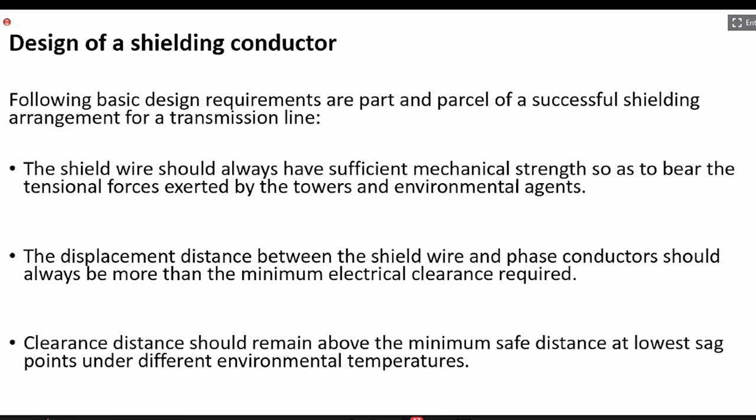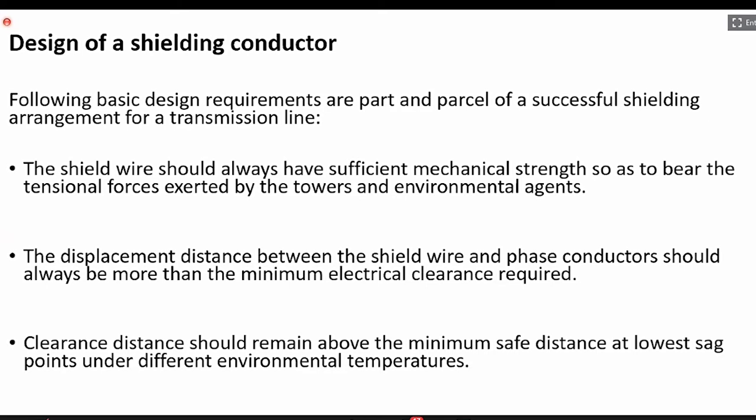Okay, now we are going to the design of a shielding conductor. The following basic design requirements are part and parcel of a successful shielding arrangement. The shielding wire should always have sufficient mechanical strength to bear the tensional forces exerted by the towers and environmental agents. So when you are designing a shielding wire, make sure that it has enough additional length to withstand the stresses due to the motion of the towers, because these towers do not stay in one place due to the wind load and so on. They may change position slightly so that the wire gets some tension or relaxation.